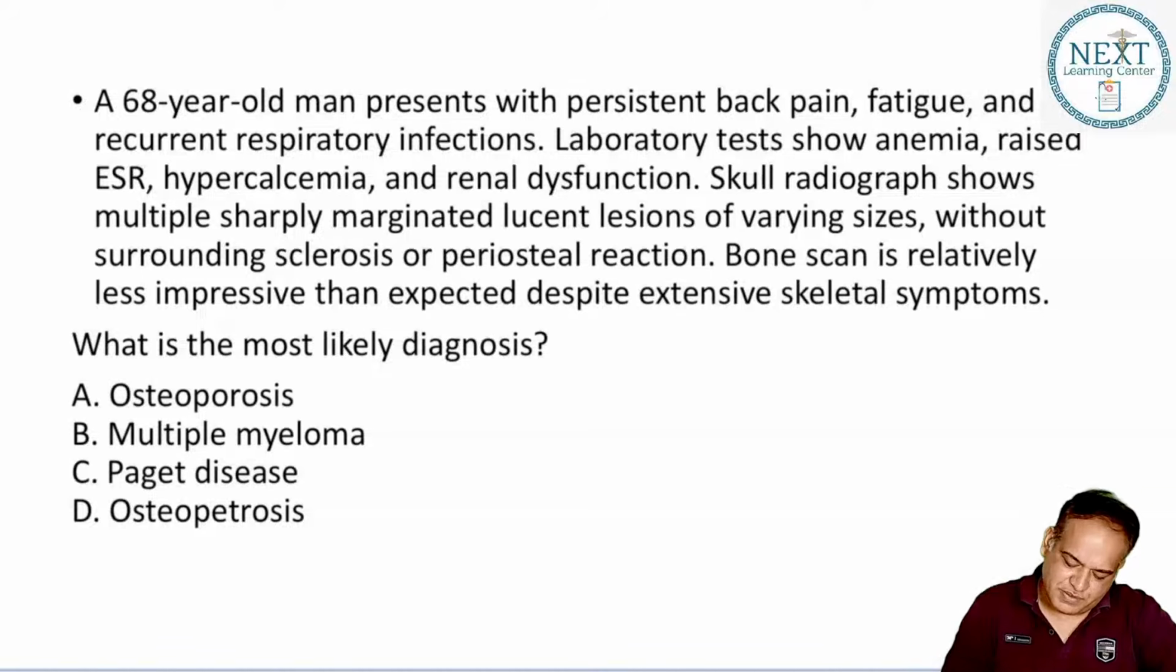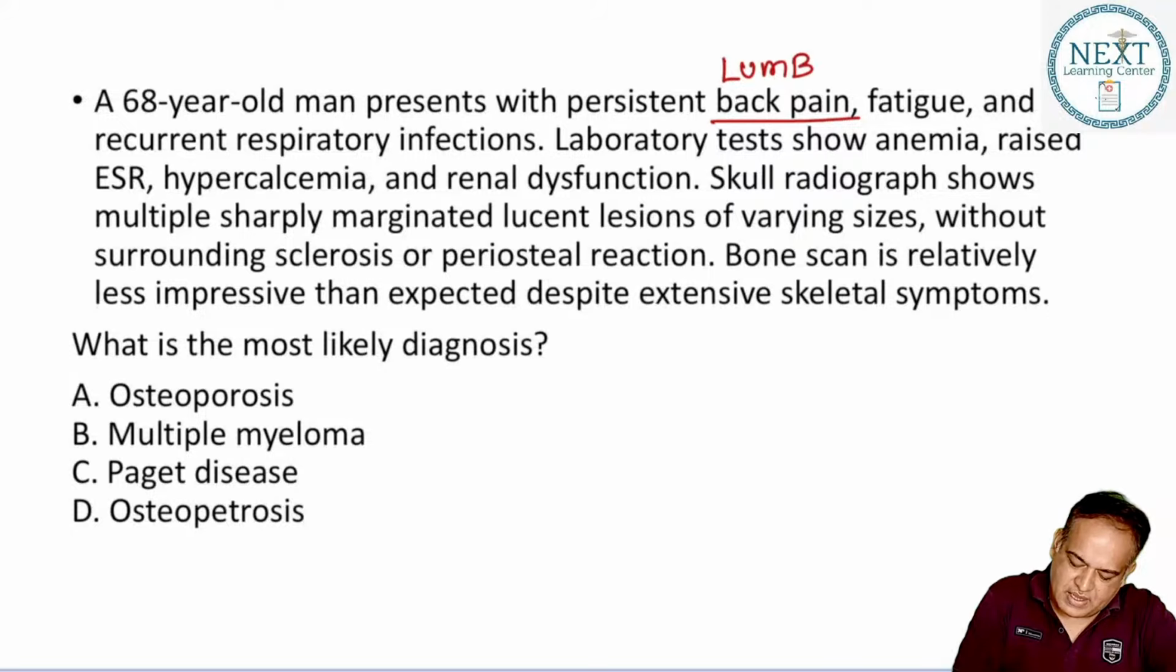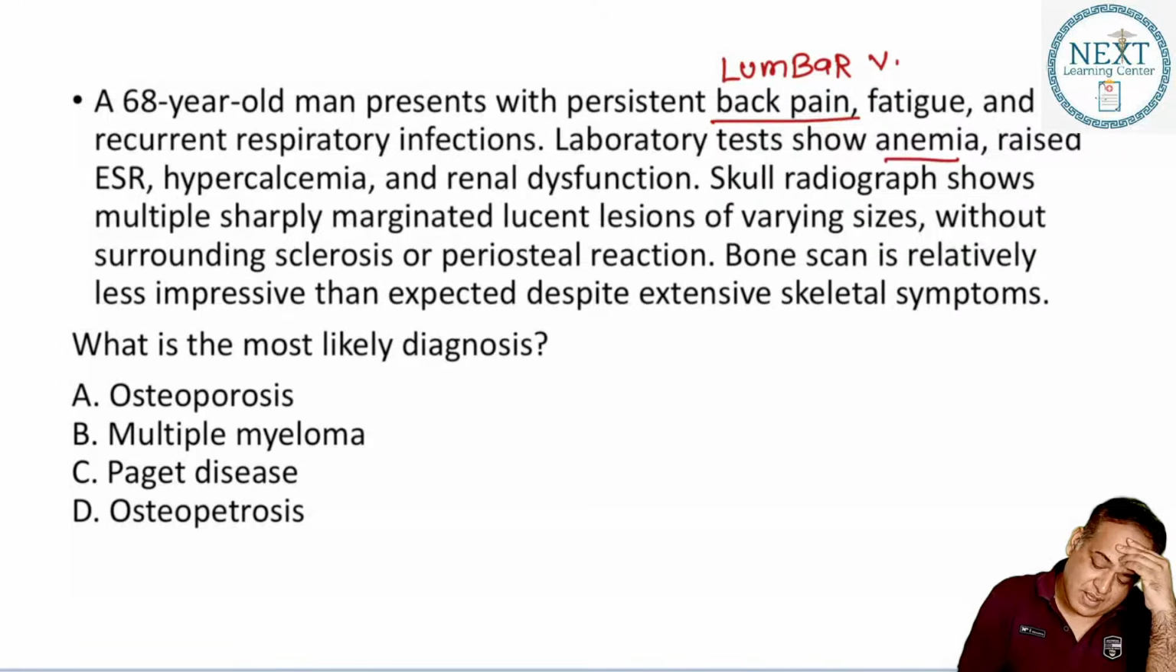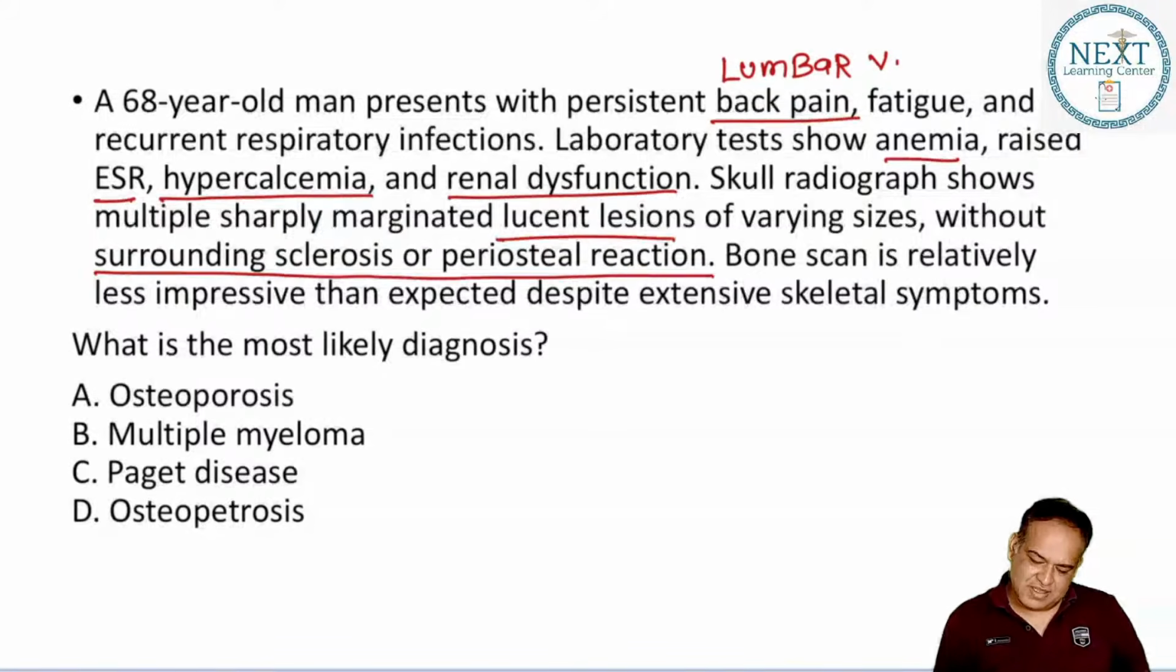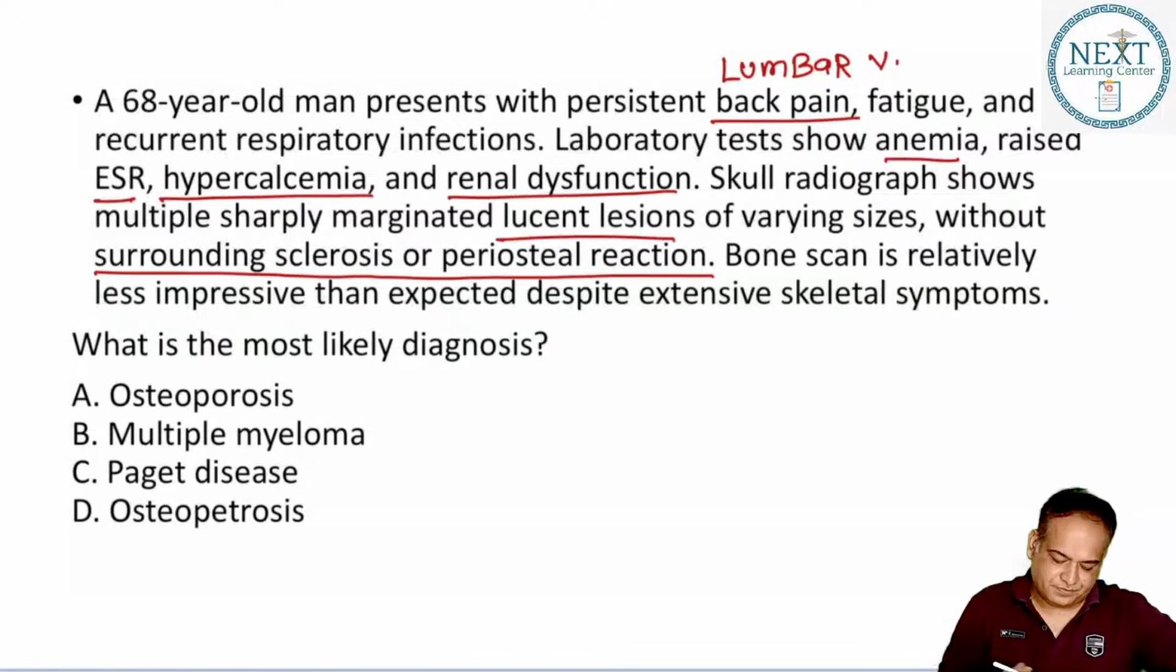A 68-year-old man presents with persistent back pain. That means something is wrong with the lumbar vertebra. Fatigue and recurrent infection. Laboratory tests show anemia, raised ESR, hypercalcemia, and kidney dysfunction. Skull radiograph shows sharply marginated lucent lesions without surrounding sclerosis. Bone scan is relatively less impressive. Okay, what is the most likely diagnosis?